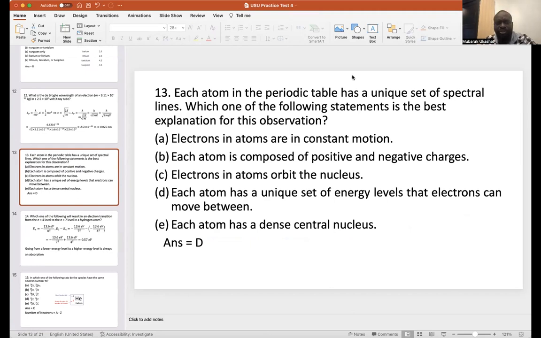These things are all true, but which one of them relates to the spectral lines? Each atom has a unique set of energy levels. So when you excite an atom with a particular energy, it gets excited or de-excites and releases that same amount of energy. So spectral lines are related to the energy levels of the electron, not this other reason. So D is the correct answer for this particular one.